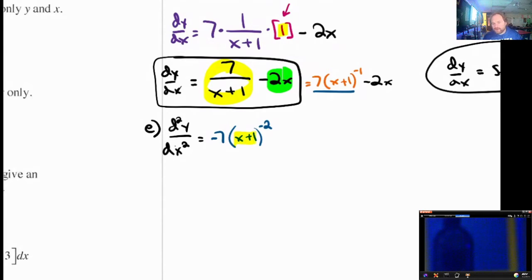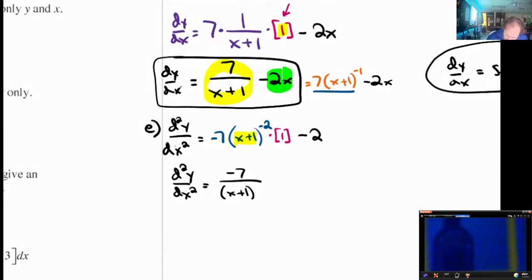Fortunately, the derivative of x plus 1 is just 1, so we're going to leave it exactly how it is. I'm going to write down times 1 to help illustrate that chain rule here. The derivative of minus 2x is just minus 2, so that's going to be easy. So cleaning this up, our second derivative, d squared y over dx squared, is equal to negative 7 over x plus 1 to the second power, minus 2. Looks like that.